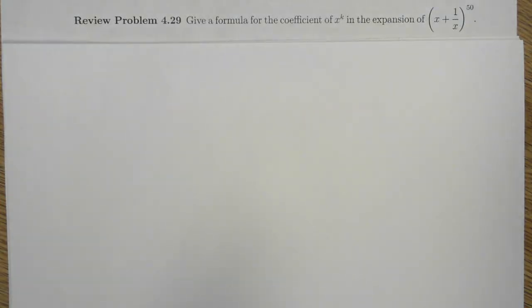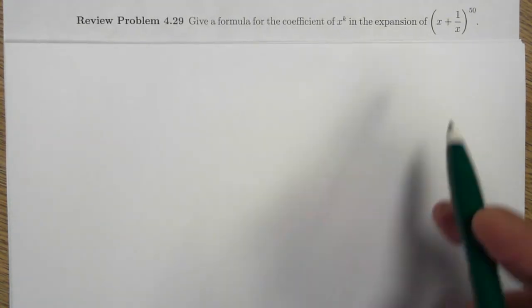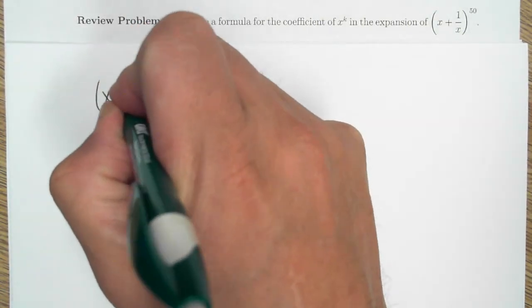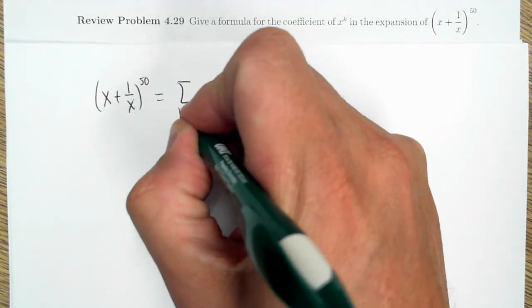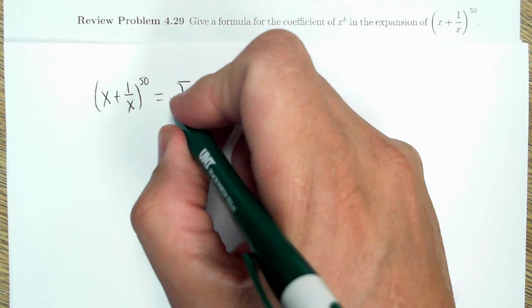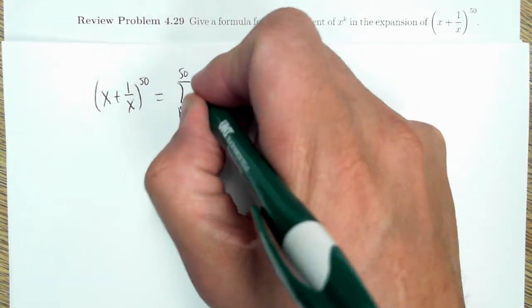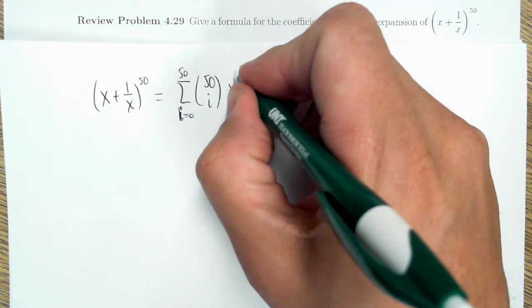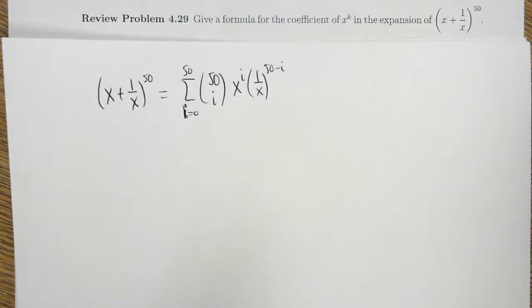Okay, in this review problem, we're going to find a formula for the coefficient of x to the k in the expansion of (x + 1/x) to the 50th power. So by the binomial theorem, (x + 1/x) to the 50th is equal to the summation, now let me switch letters, not use k, i equals 0 to 50, 50 choose i, x to the i times 1 over x to the 50 minus i.